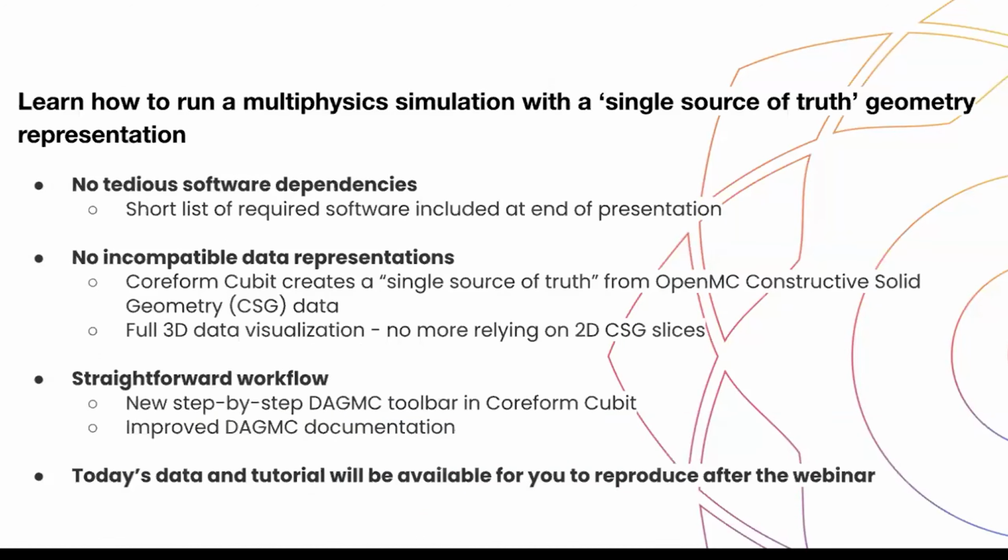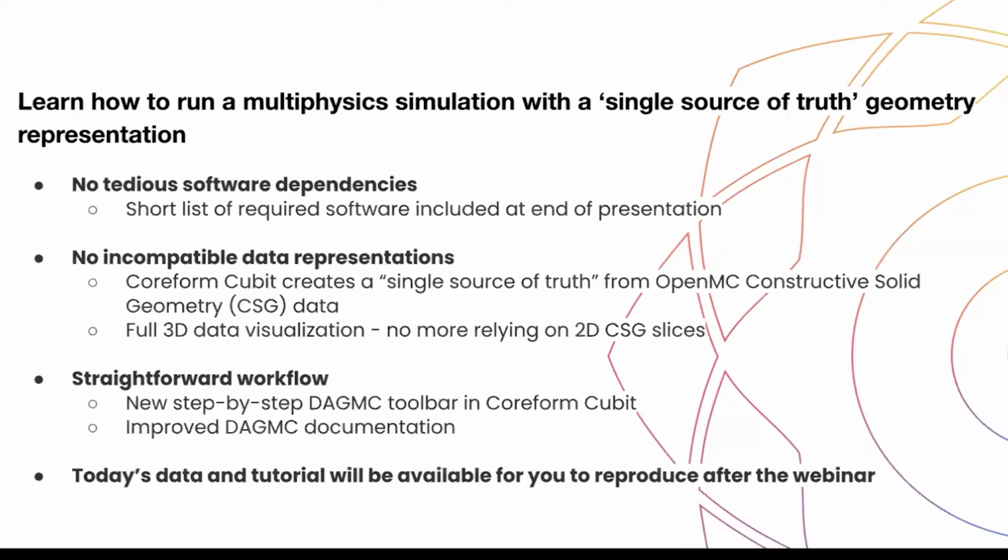We are introducing a workflow that doesn't have incompatible data representations. So what we'll be showing is how Coreform Cubit can be used to create a single source of truth, where we take in OpenMC constructive solid geometry data and then convert that to CAD and then use that to generate the meshes and the surface meshes that will be used for the nuclear multiphysics.